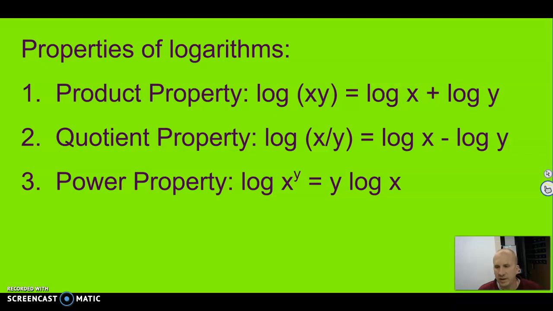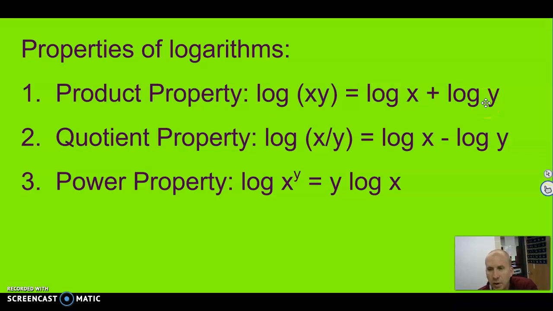are very simple ideas. They get a little bit ugly sometimes when you try to apply them, but we just have three properties. And remember, properties are things that are simply true. The product property says the log of x times y, you can split that up into two separate logs. When you have a multiplication inside of a log, you can split that into two separate logs and it will become an addition. So the log of x times y is equal to the log of x plus the log of y. It's just a property.